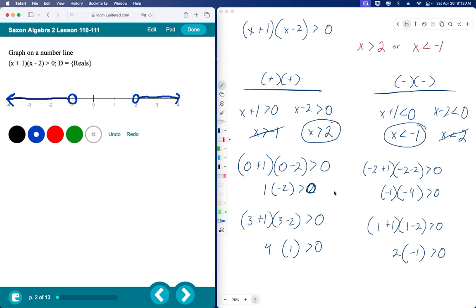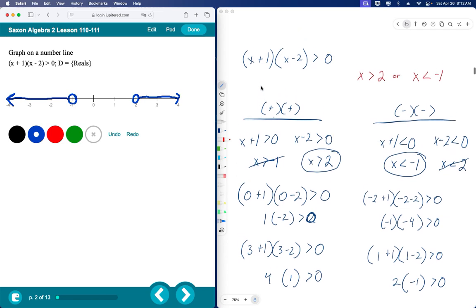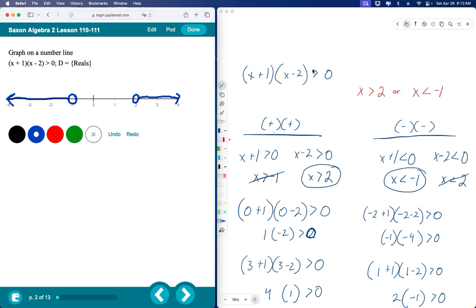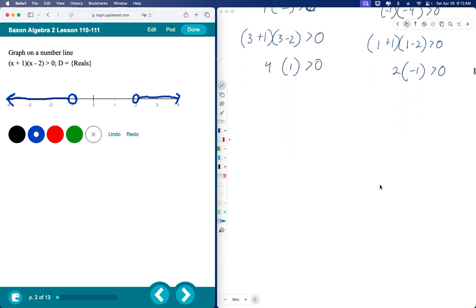So you're just working from the premise of whatever this inequality symbol is. If it's greater than, it has to be a positive times a positive or a negative times a negative. And then we test it. Once you test it, whatever proves true, those are the values that you graph. Not hard, just a little bit tedious. There's a lot of steps. That's all it is. All right, we'll do another one.